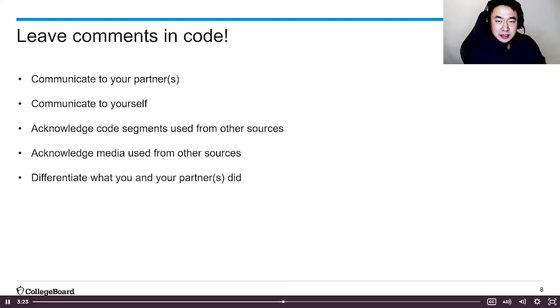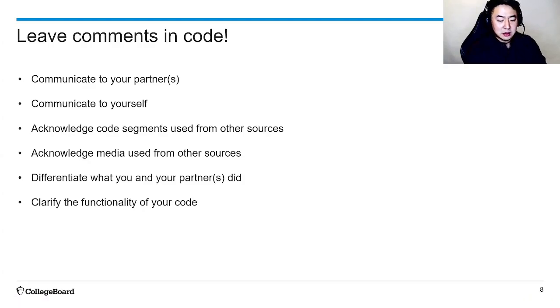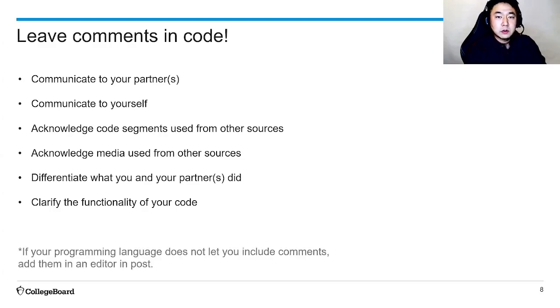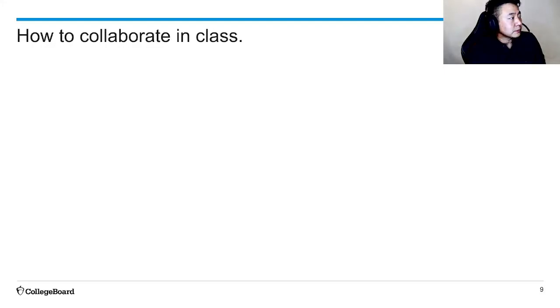Differentiate what you and your partners did. It should be obvious. Clarify the functionality of your code. If you make a function with a bunch of parameters and it's hard to tell what's going on, leave a little comment for you and for everybody else. And if your programming language does not let you include comments, add them with an editor and post. So download the PDF and edit that, or dump the code into a Word doc or something like that, and go ahead and just add comments so that you can communicate with everybody else.